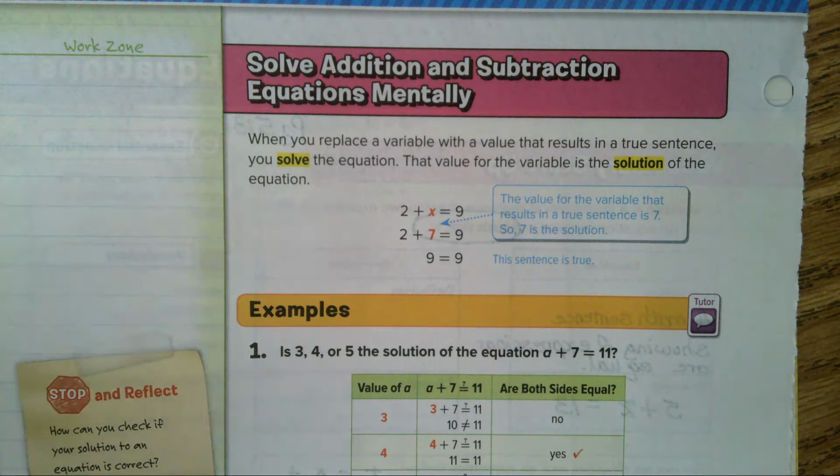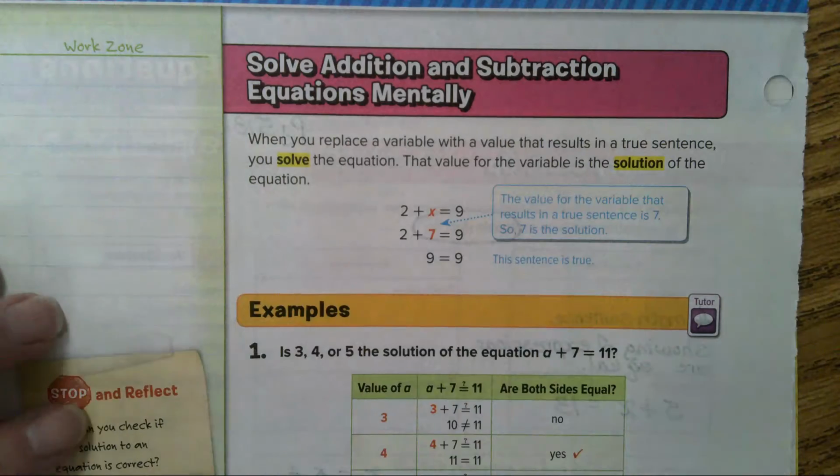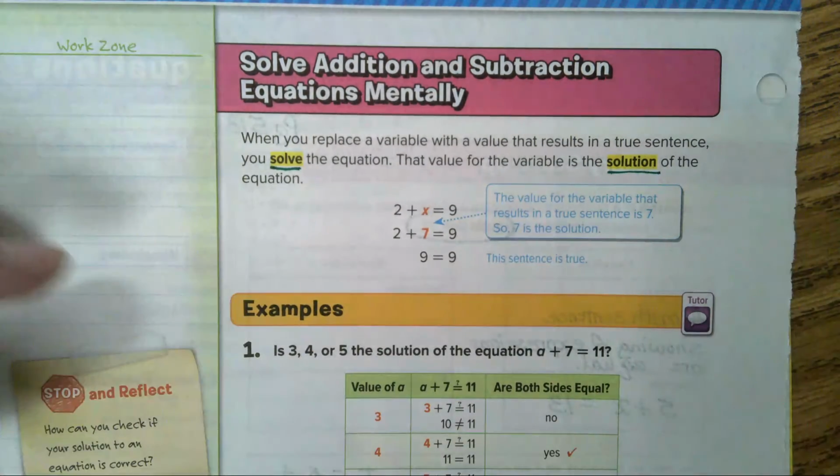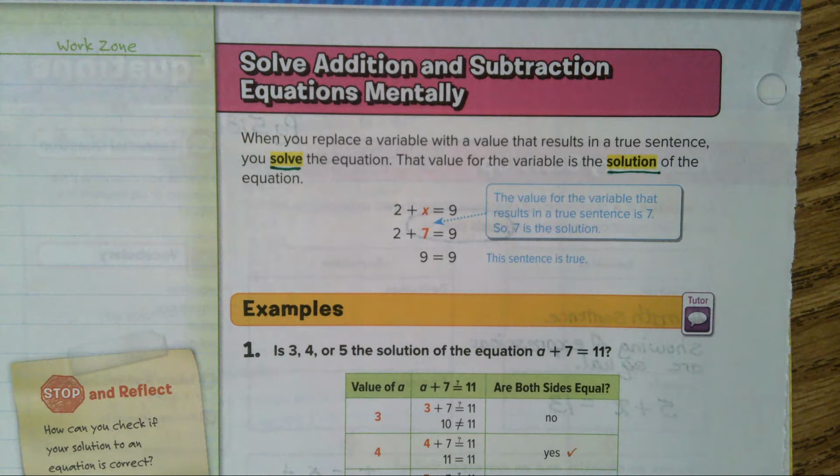So do you understand now what these words mean? Solve, underline it, solution. Solve is the act of getting the answer, and solution is the answer. Okay, solve is like the verb, solution is a noun, if you were doing some of the language arts skills with that.